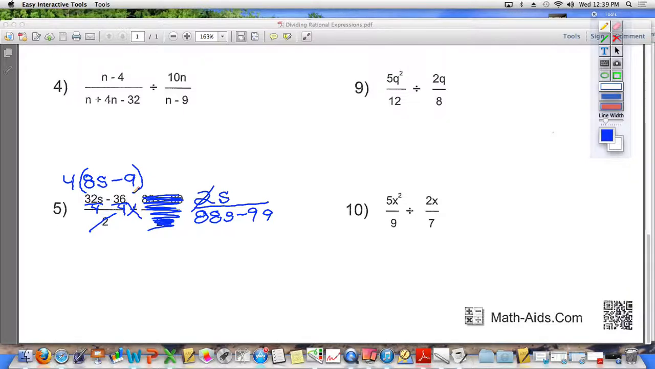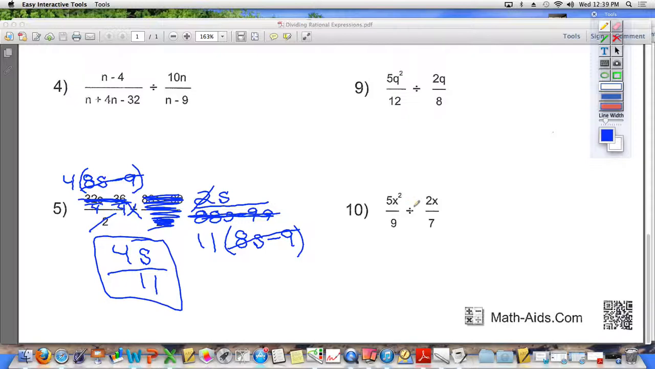88s minus 99. What do they have in common? They both are divisible by 11, leaving you with 8s minus 9. 8s minus 9 and 8s minus 9 cancel out. All that's left over is 4s over 11.